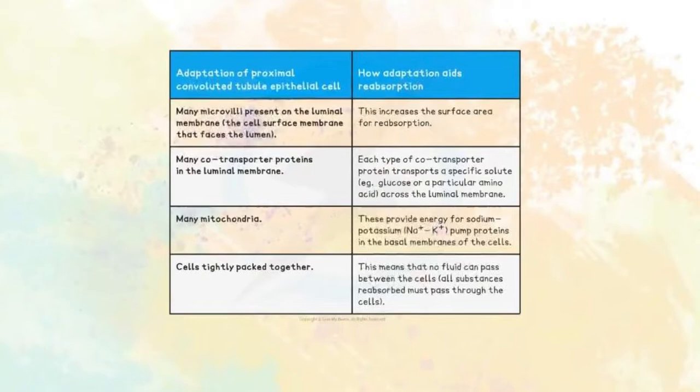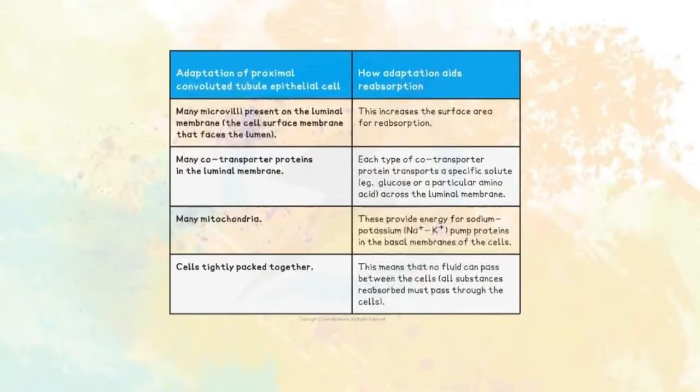So starting with the proximal tubule, how did these adaptations in the proximal tubule aid in the reabsorption? So let's start with the microvilli. Microvilli are presented on the luminal membrane. That means the cell surface membrane that faces the lumen, so the inside. And what is the outcome of the microvilli? So this increases the surface area for reabsorption.